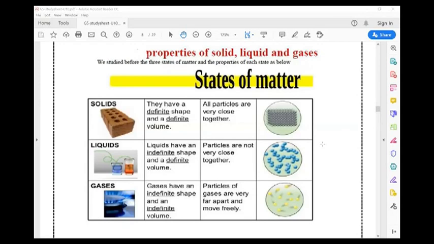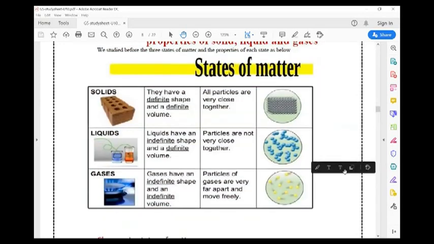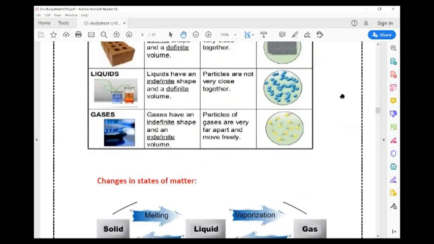The third state of matter is the gaseous state. The gaseous state has indefinite shape and indefinite volume. It means the shape changes and also the volume changes.